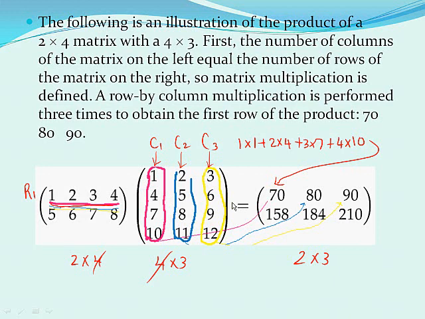Once we finish all the columns of the second matrix, we can move to the second row and repeat the same thing. Second row with first column will produce 158. Second row with second column will produce 184, and second row with third column will produce 210. This is what we call row by column product.